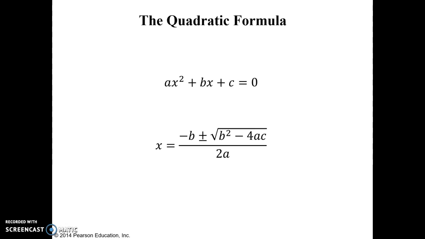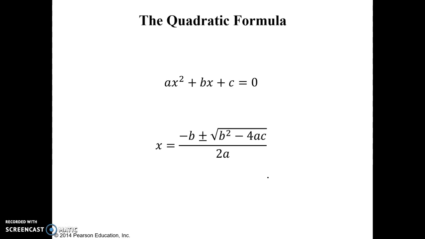So as a reminder, the quadratic formula is set up in the form of ax squared plus bx plus c equals 0, where x is the variable and a, b, and c are different constants. And we can solve for the variable x using this equation, negative b plus or minus square root of b squared minus 4ac all over 2a.